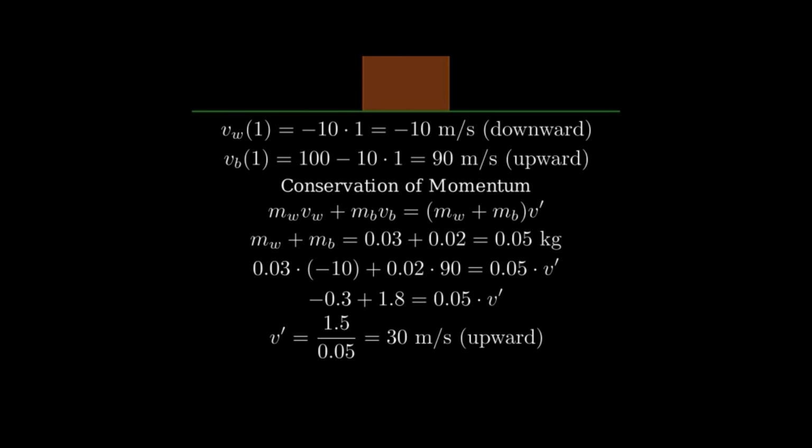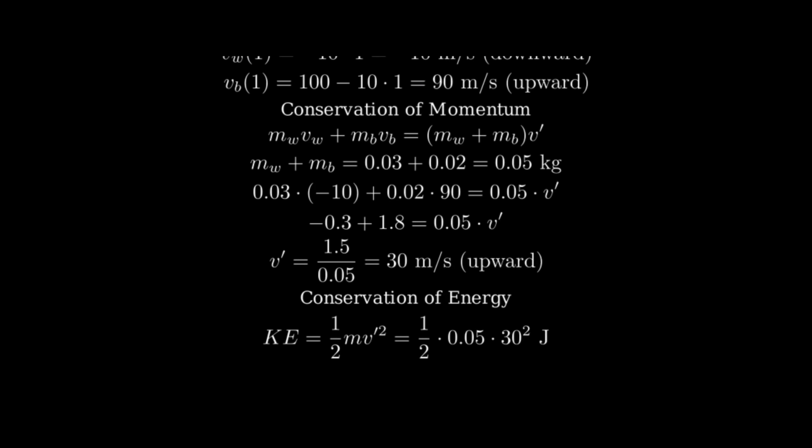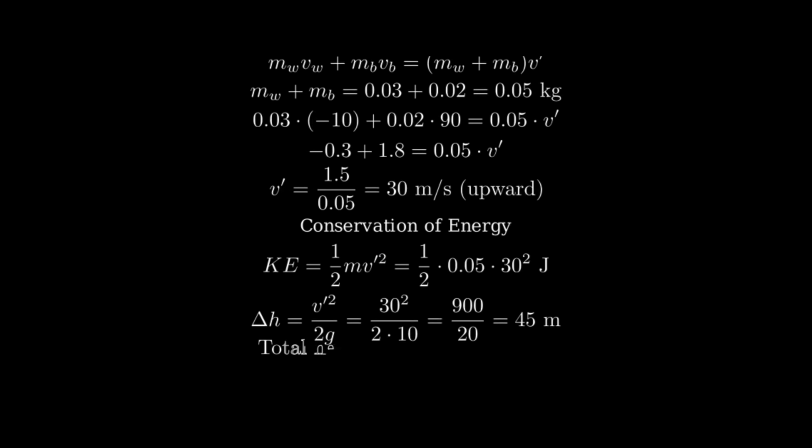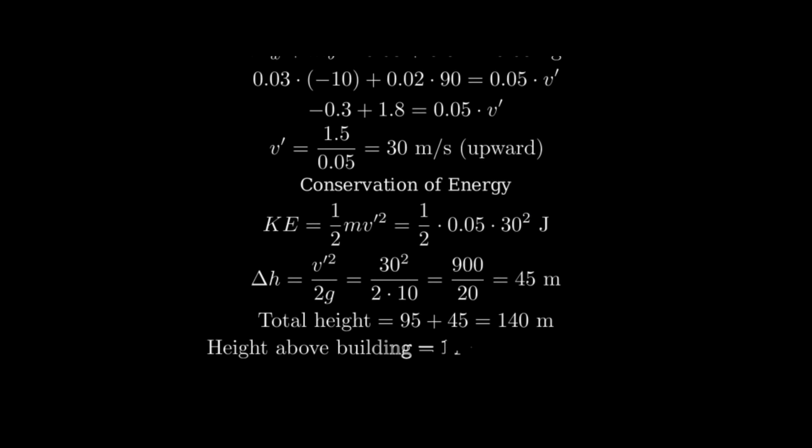Let's see how high it will go. The kinetic energy is 1/2 times the mass times the velocity squared, which is 1/2 times 0.05 times 30 squared. This kinetic energy equals m g delta h, where delta h is the additional height gained. So delta h equals v prime squared divided by 2g, which is 30 squared divided by 2 times 10, giving us 45 meters. Now, the collision occurred at 95 meters, and the system rises an additional 45 meters for a total height of 140 meters. Since the building is 100 meters tall, the system rises 40 meters above the top of the building.